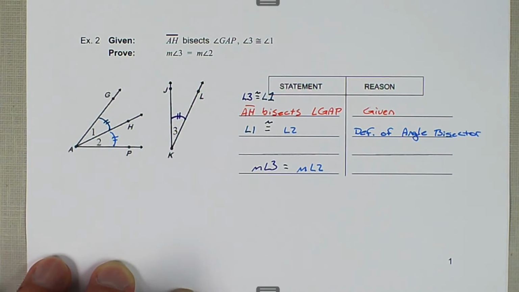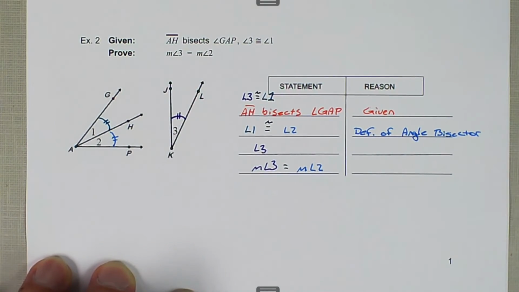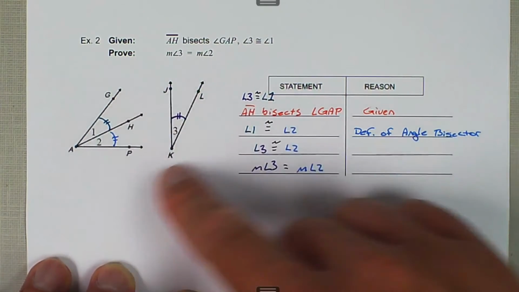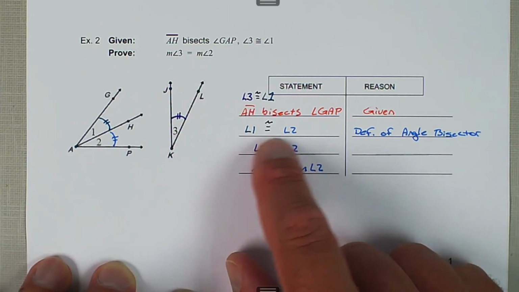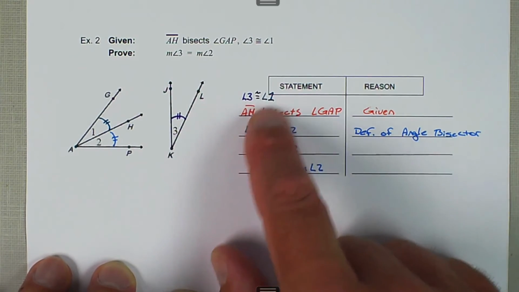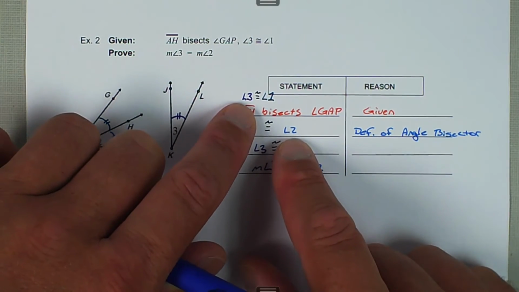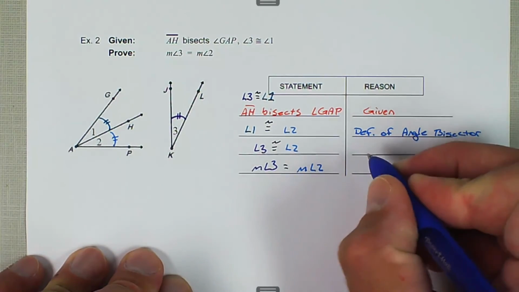Next, we can say angle 3 is congruent to angle 2. And why can we say that? Well, we have it drawn over here, but let's look at it. Angle 3 is congruent to angle 1, that was given. Angle 2 is also congruent to angle 1. So because 3 is congruent to 1 and 1 is congruent to 2, that tells us that angle 3 and angle 2 are also congruent. And the reason for that is the transitive property of equality.